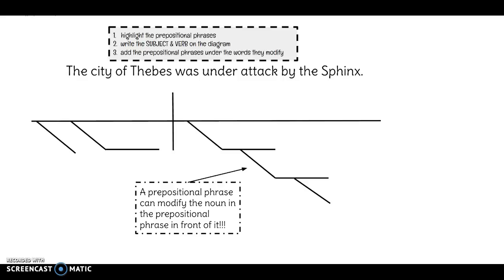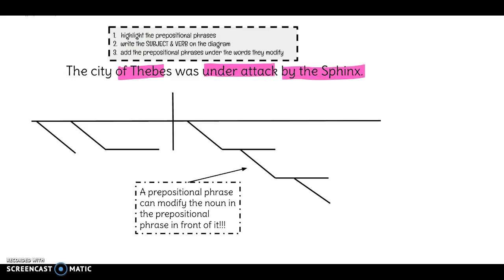So our directions tell us the first thing we should do is highlight any prepositional phrases that we see. The city of Thebes was under attack by the Sphinx. So I see of Thebes, under attack, and by the Sphinx. Now I can ignore them as I look for what my subject and my verb are going to be. So I have the city was.